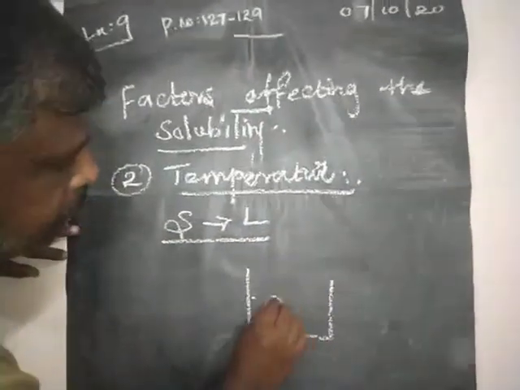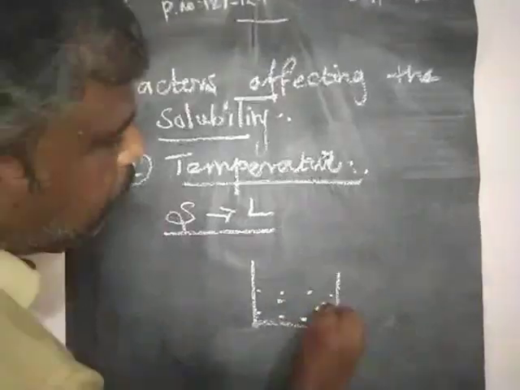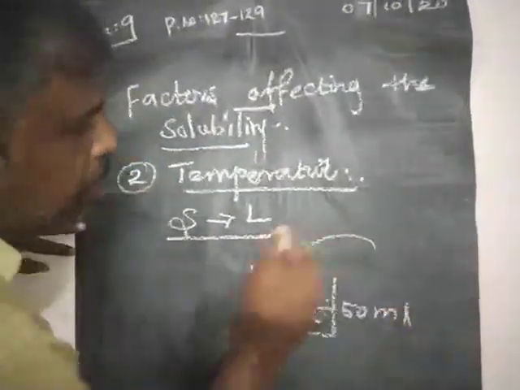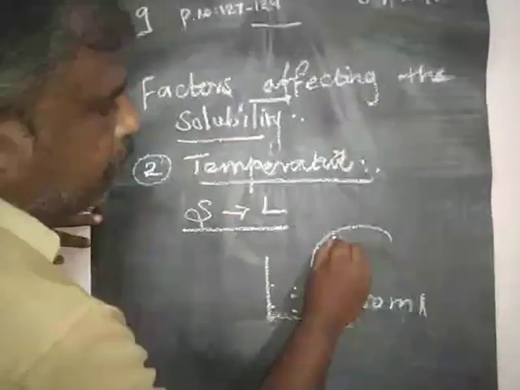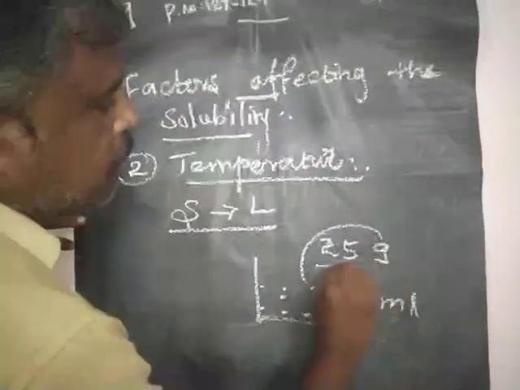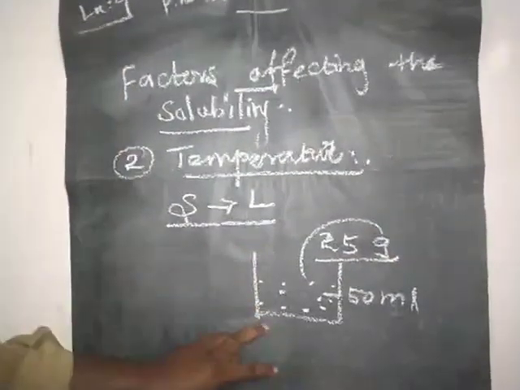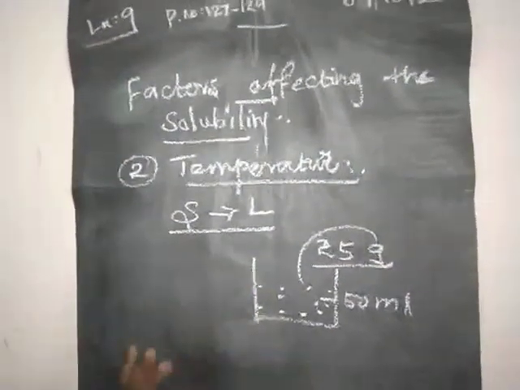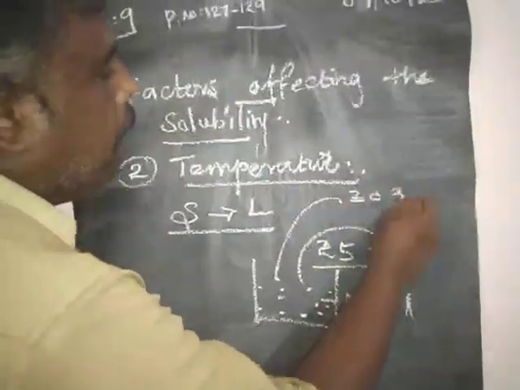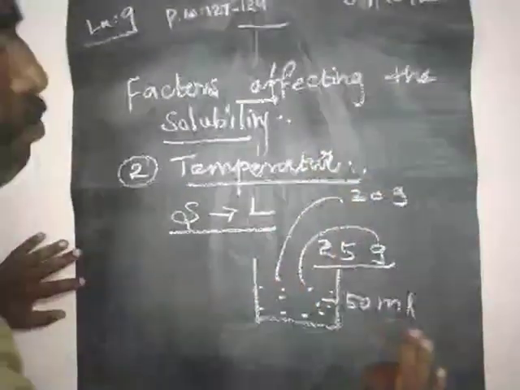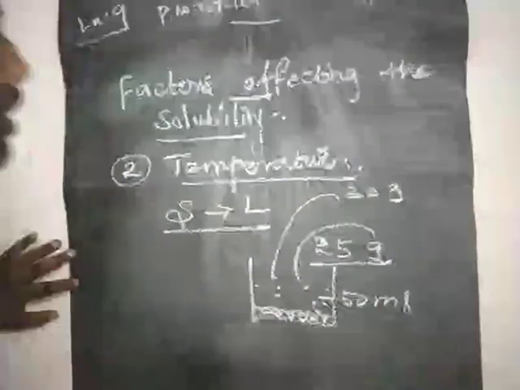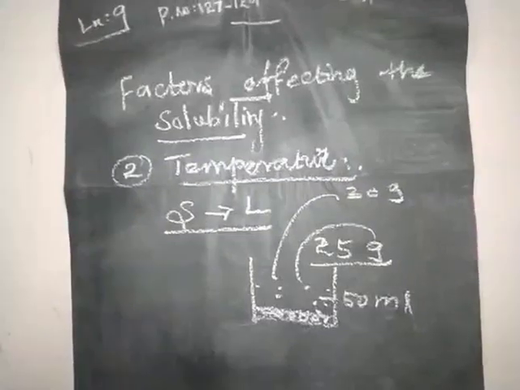If you are taking 50 ml of water and you are adding a particular amount of the solute, for example 25 gram of sugar, it will dissolve to make a saturated solution. So if you are adding 30 gram, what will happen? It will not dissolve in water. Automatically it will settle where? At the bottom of the beaker.